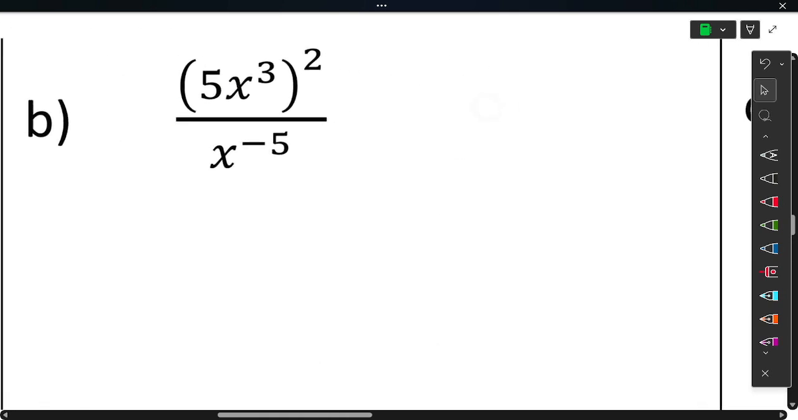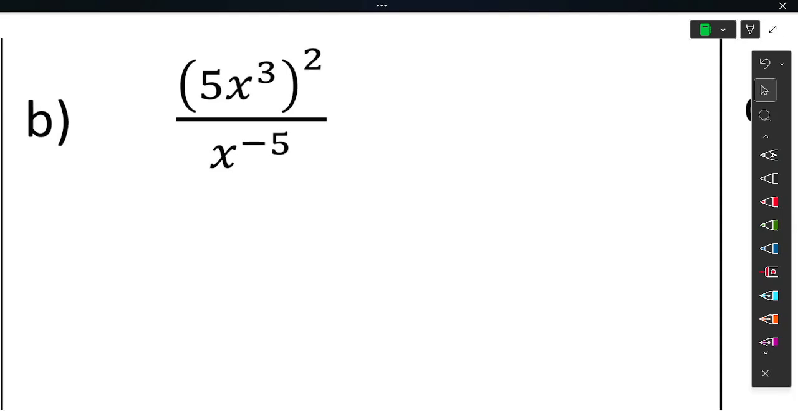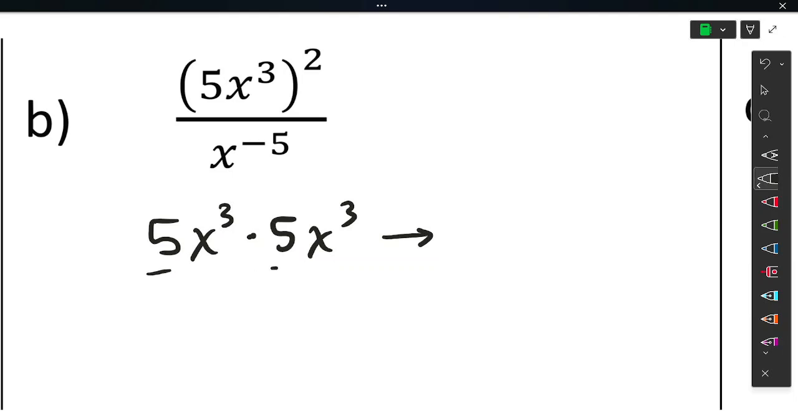In my numerator, you can see I'm multiplying 5x cubed, right? 5 times x cubed is there, but then that thing gets squared. And when I square 5x cubed, that's equivalent to me multiplying it by itself. So I can write 5x cubed times another 5x cubed. So now you can see that I'm multiplying a 5 times a 5, which is 25. And then I have 3 factors of x times 3 more factors of x, which means that's x to the 6th power. So that numerator is the same as 25x to the 6th.